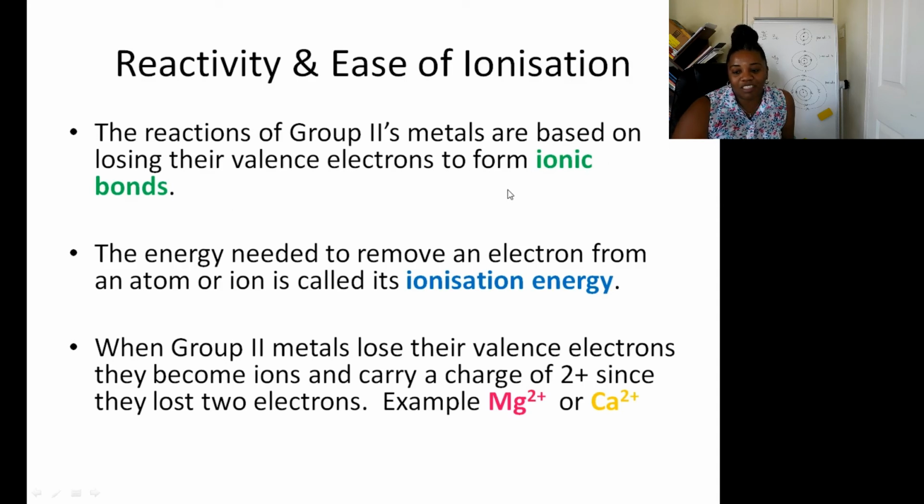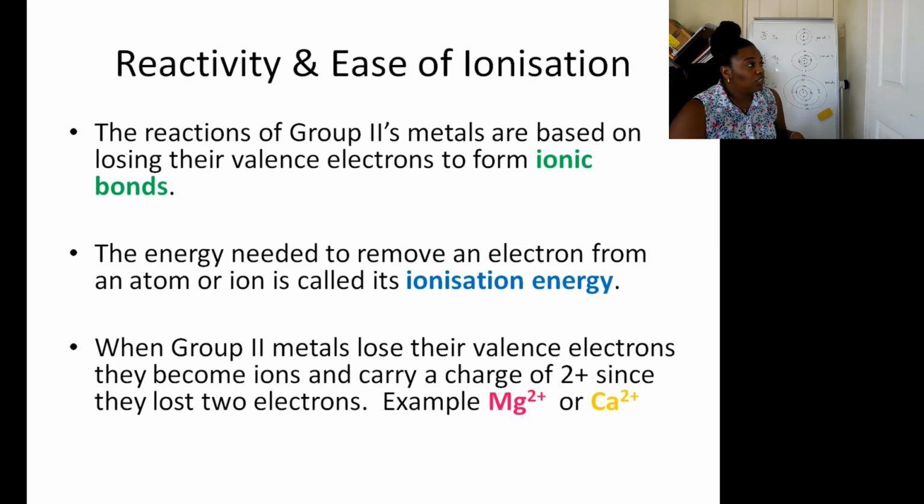Okay, ionic bonds, that's a type of bond that only occurs between a metal and a non-metal. So ionic bonds occur between a metal and a non-metal. Okay, and remember you find the metals in group 1, 2 and 3 except for boron, and then you have the non-metals.